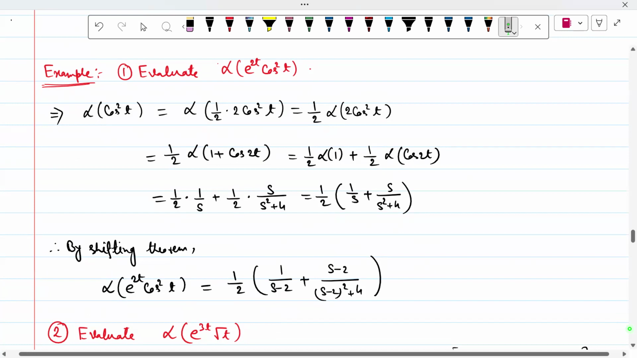Using the linearity property, I can write half of L of 1 plus half of L of cos 2t, the Laplace transform of 1 and the Laplace transform of cos 2t. The Laplace transform of 1 is 1 by s, and of cos 2t is s by s square plus 4. You just simplify and get this result. Now comes the shifting formula. This function is multiplied by e to the power 2t, so s will be replaced by s minus 2. You just replace s by s minus 2 here and you get this result.